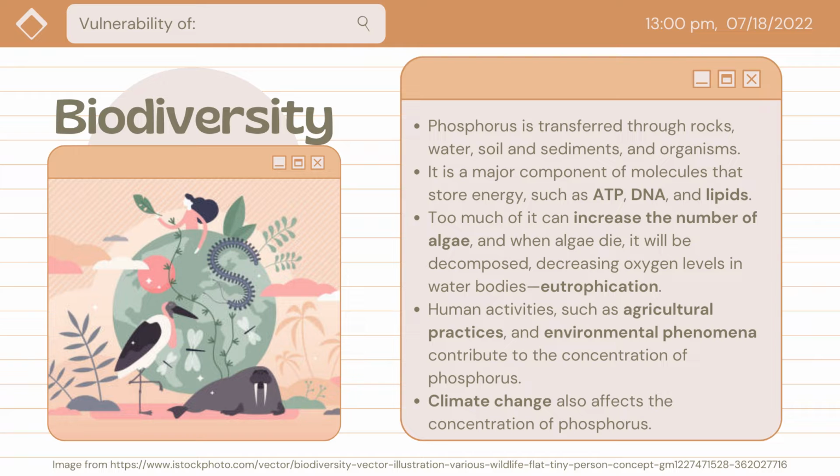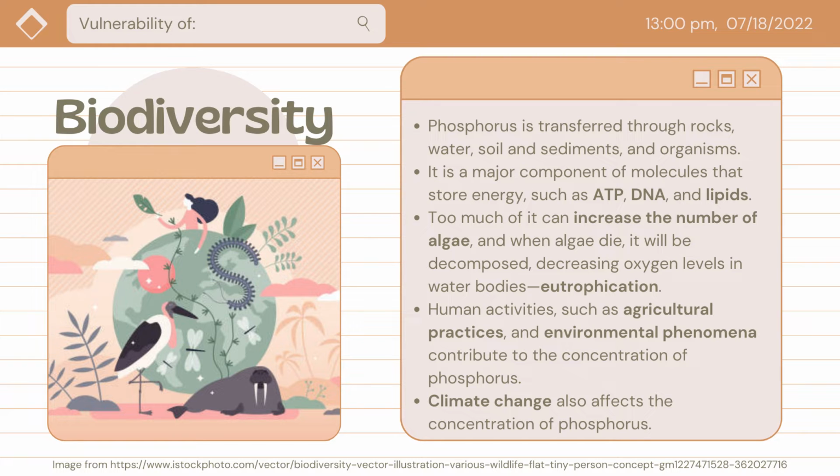Once algae dies, microbes decompose them, which leads to decreased oxygen levels in water bodies, eventually killing aquatic organisms in a process known as eutrophication. This gives rise to the dead zones in bodies of water, areas where aquatic life cannot survive due to low oxygen levels. Concentrations of phosphorus result from various human activities and environmental phenomena such as agricultural practices and precipitation.